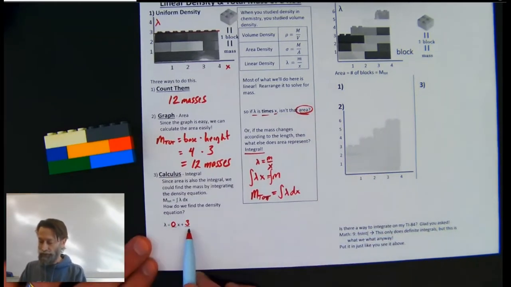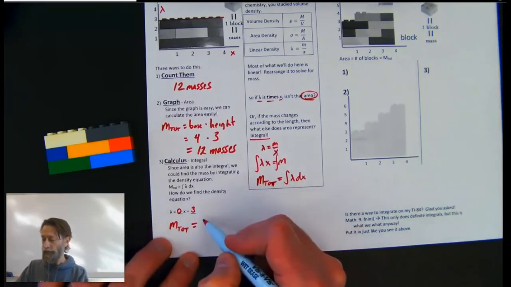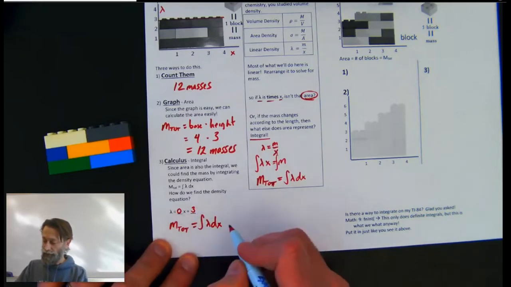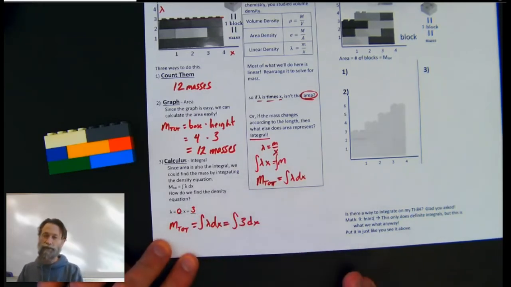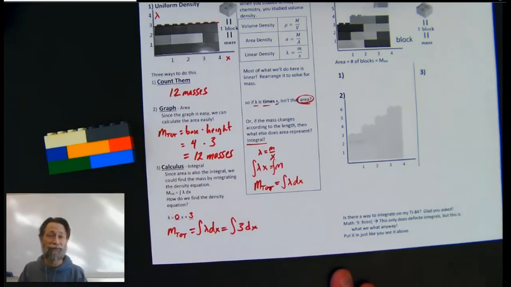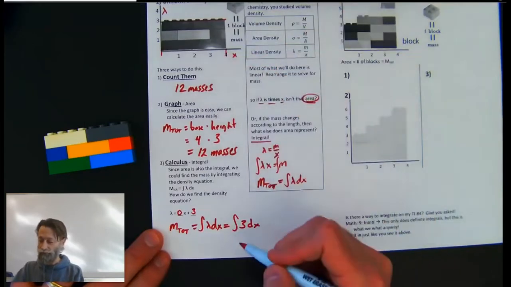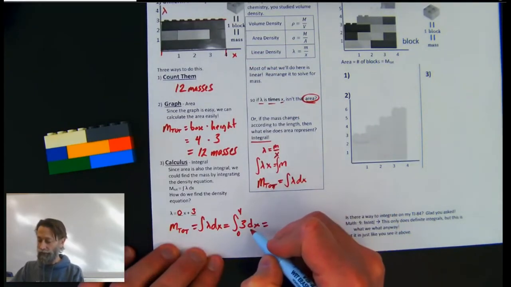So now I'm going to do the same thing with this. I'm going to say that my total mass is equal to the integral of lambda with respect to x. That lambda equation is just 3, so I'm going to have the integral of 3 with respect to x. Now, is this a definite or an indefinite integral? We would say that it definitely goes from 0 to 4, so I'm going to put my 0 and 4 values there. Then I can plug in and integrate this.